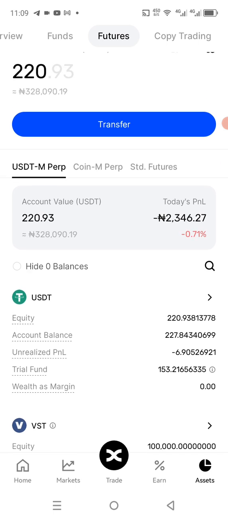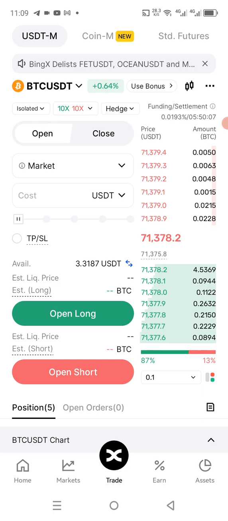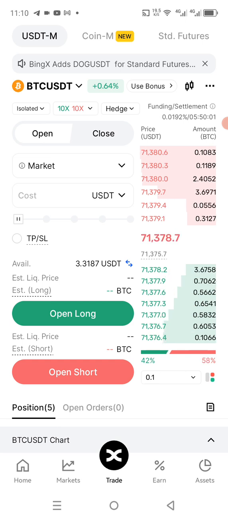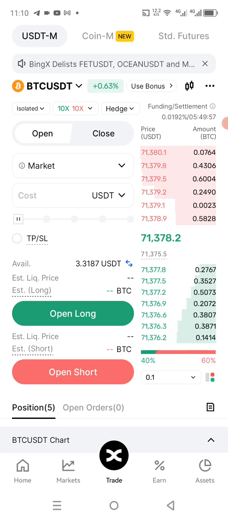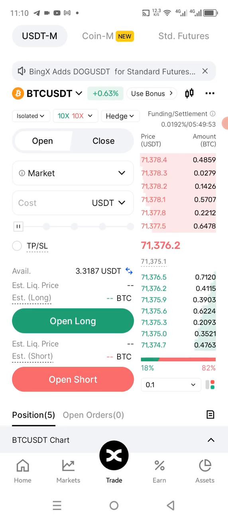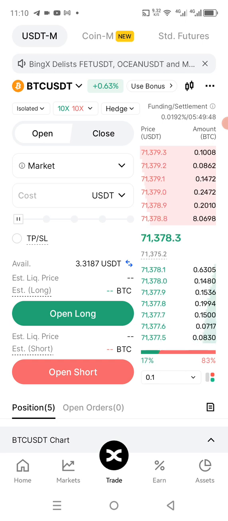click on this place where you are seeing a BingX sign where it says trade. So you can see it has brought the USDT perpetual and coin M. That one is new, and standard features. You understand? So we are looking at the USDT perpetual, the first one. That is the one we are talking about.